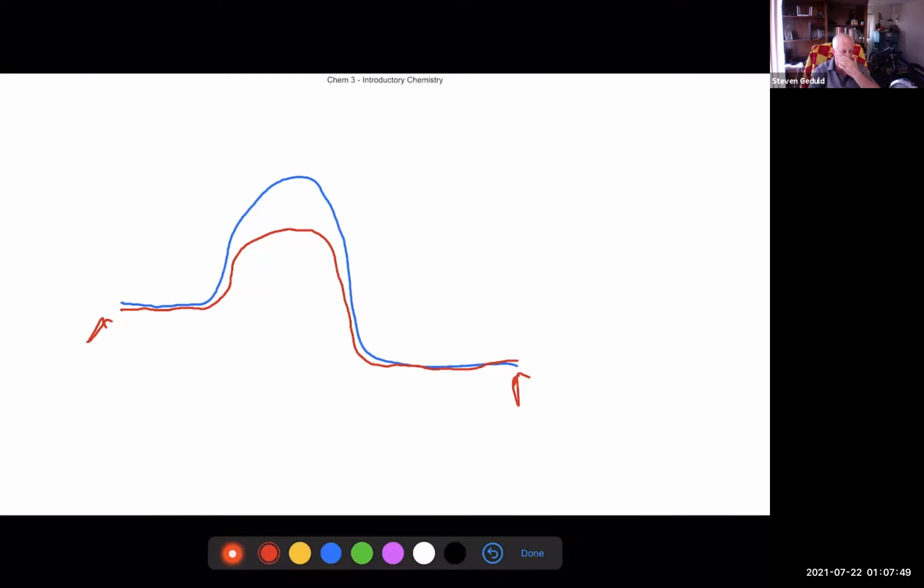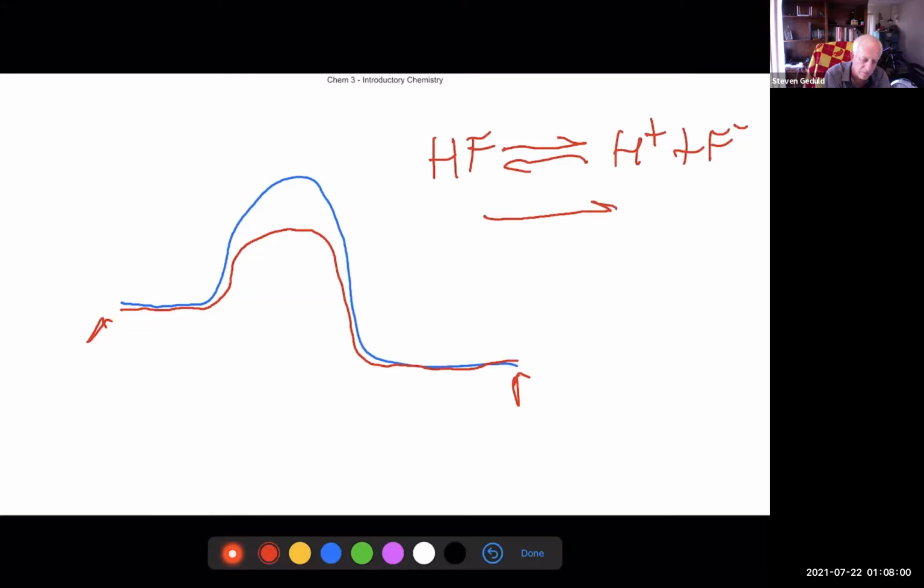Equilibrium is where the forward reaction rate equals the reverse reaction rate. So like hydrofluoric acid goes to H plus and F minus. When this rate, rate 1, is equal to rate 2, that's at equilibrium. There's no net change. When the forward reaction rate equals the reverse reaction rate, there's no net change. That's equilibrium.